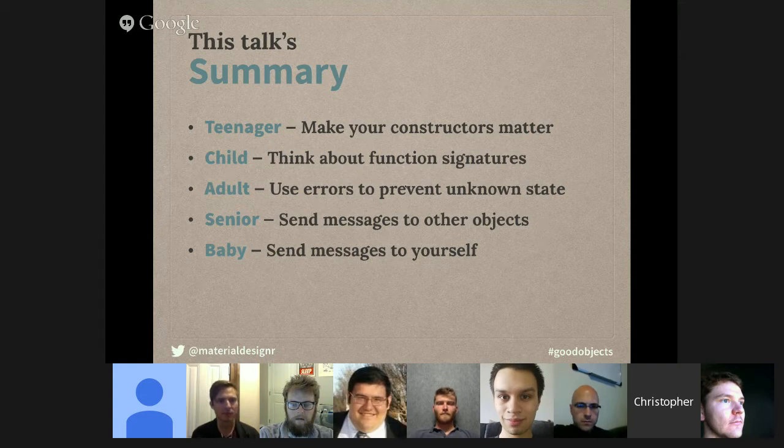As an adult, use errors to prevent yourself from getting into an unknown state. So don't allow other people to send you things that you don't want. Don't allow other people to send you strings when instead you want an integer. As a senior, make sure that you send messages to other objects, and you're always thinking of the fact that you're sending messages instead of directly grabbing data. And as a baby, remember that yourself is no different. You are another object when you're talking about your own methods.